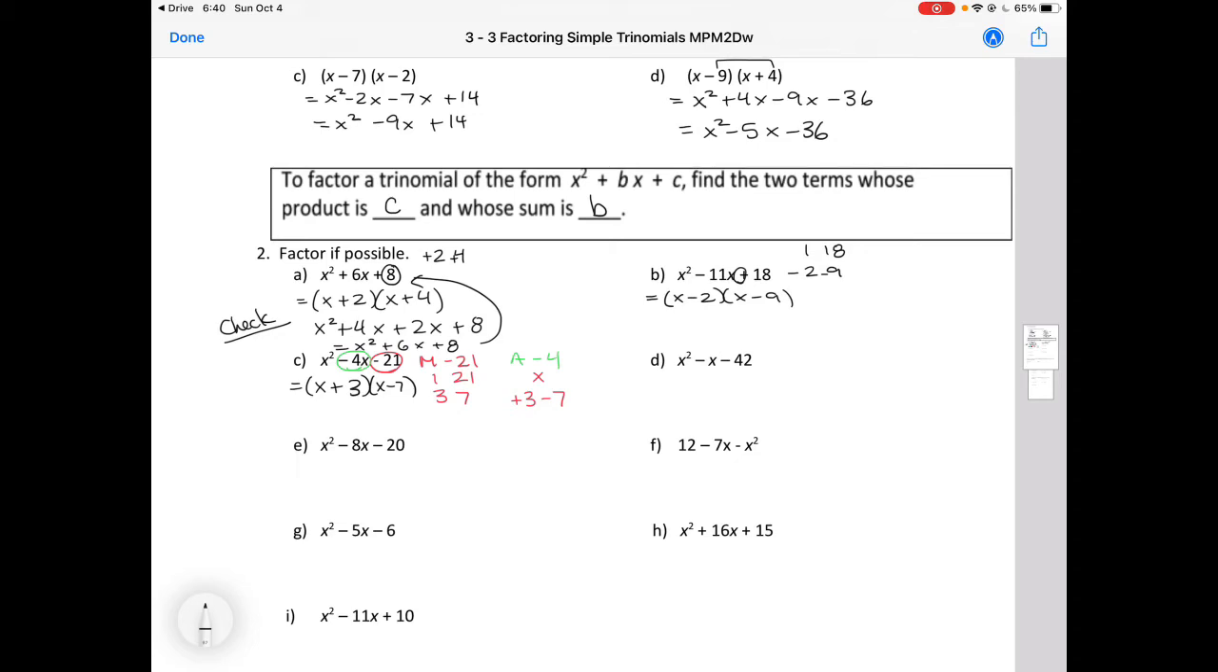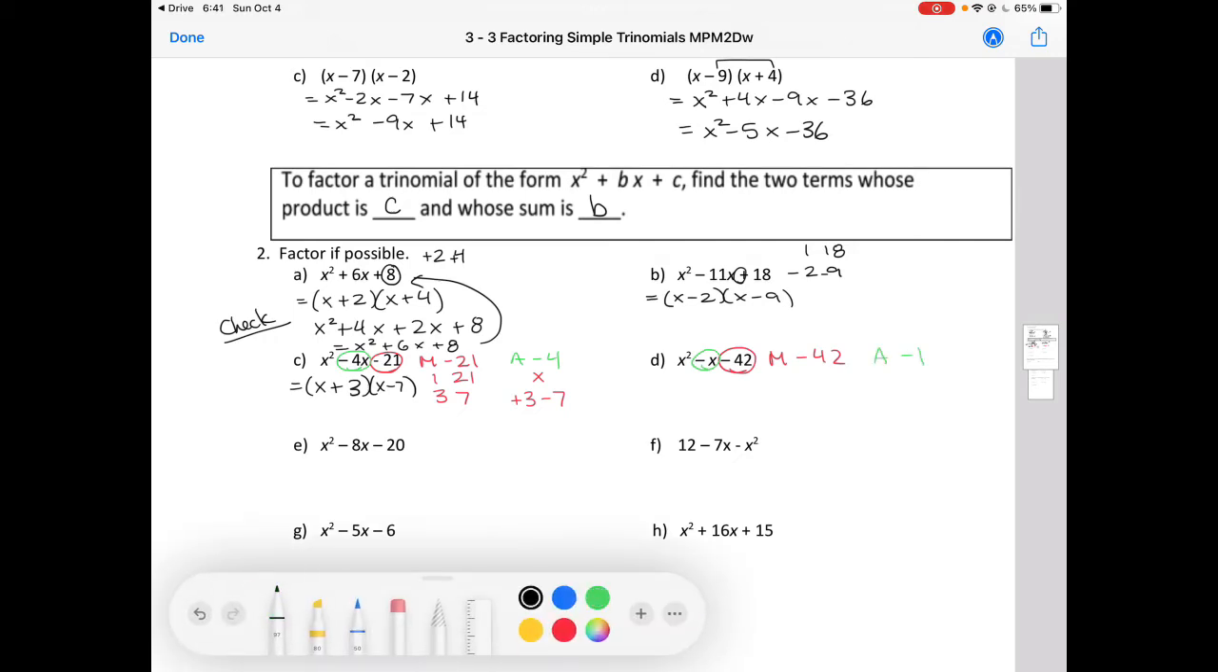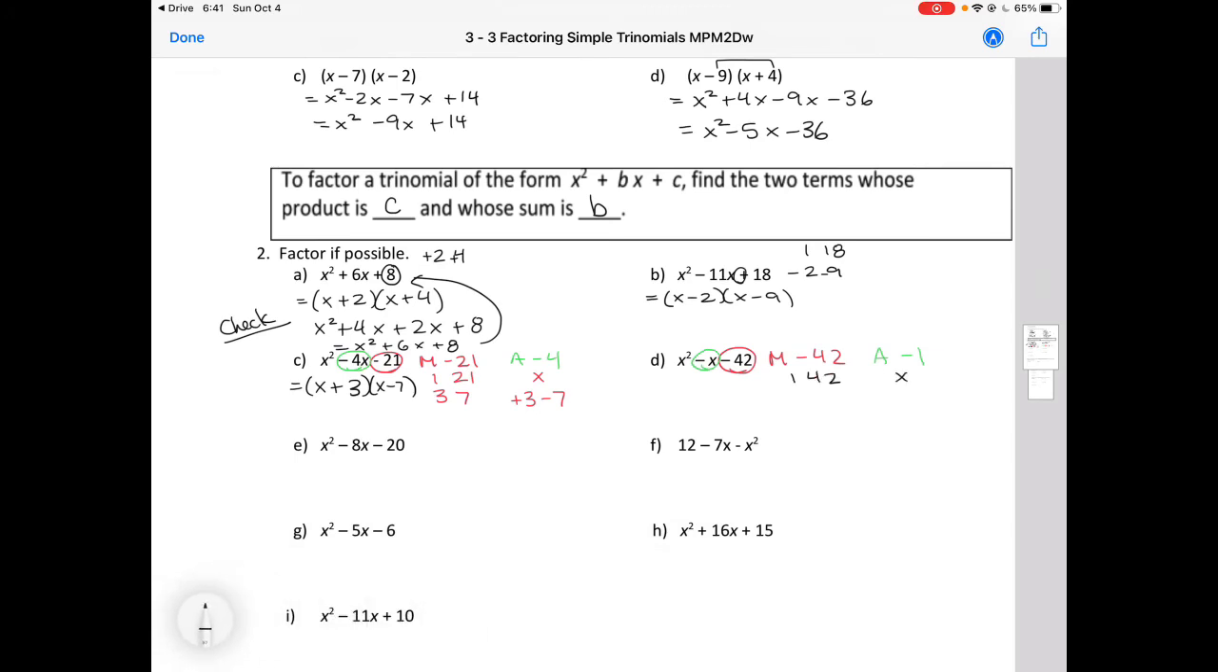Let's try another one. Here I'm looking for two numbers that multiply to minus 42 and that add to minus 1. So factors of 42: 1 and 42. No way I can get that to add to minus 1. 2 and 21. Also no. What about 6 and 7? Those could add to minus 1 if I had positive 6 and minus 7, which multiplies to negative 42, which is what I have in my question. So then I can write in my two factors, (x plus 6)(x minus 7).